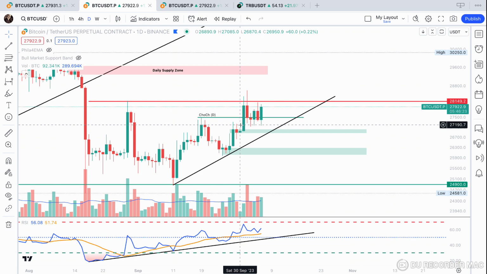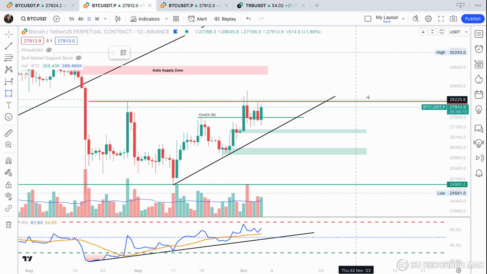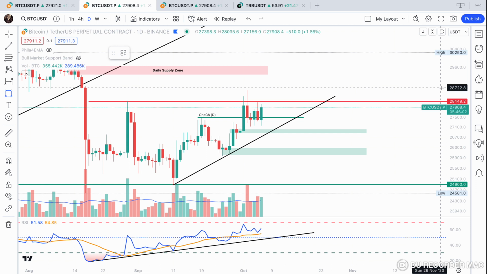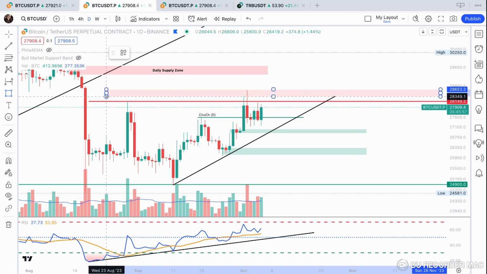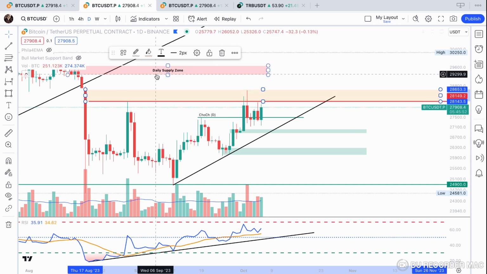Another condition is that the asset has to be above a significant resistance level, and in that respect, in my opinion, Bitcoin has not fulfilled this condition yet, because from 28,150 to 28,500 or 28,600 is resistance, and Bitcoin until now has not closed the daily candle or a few daily candles above this level, so we are not yet above a significant resistance.